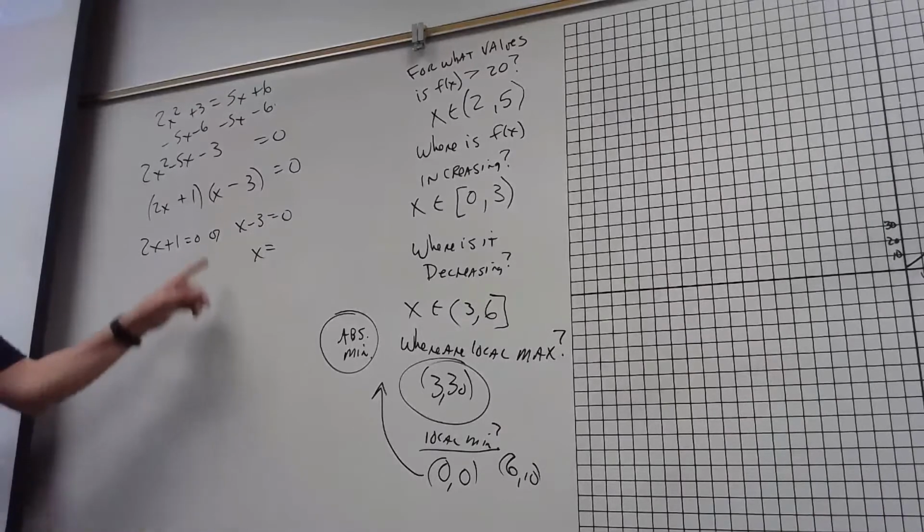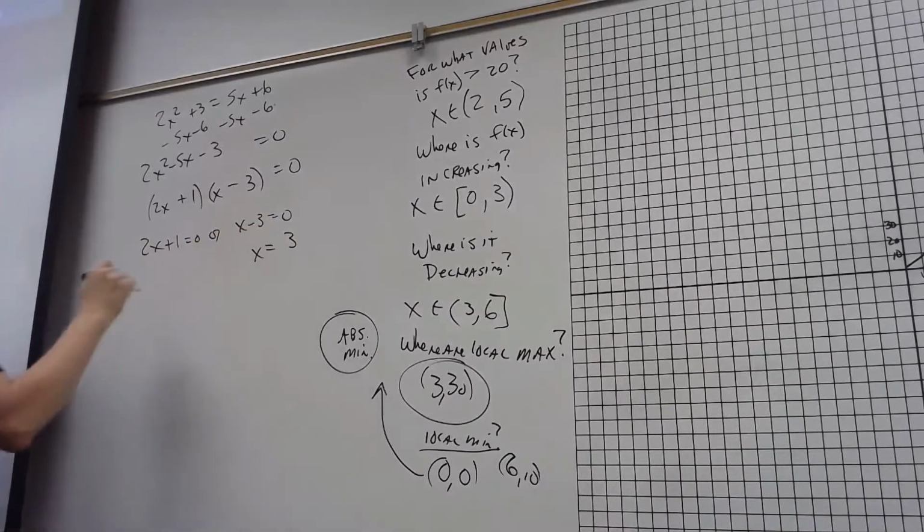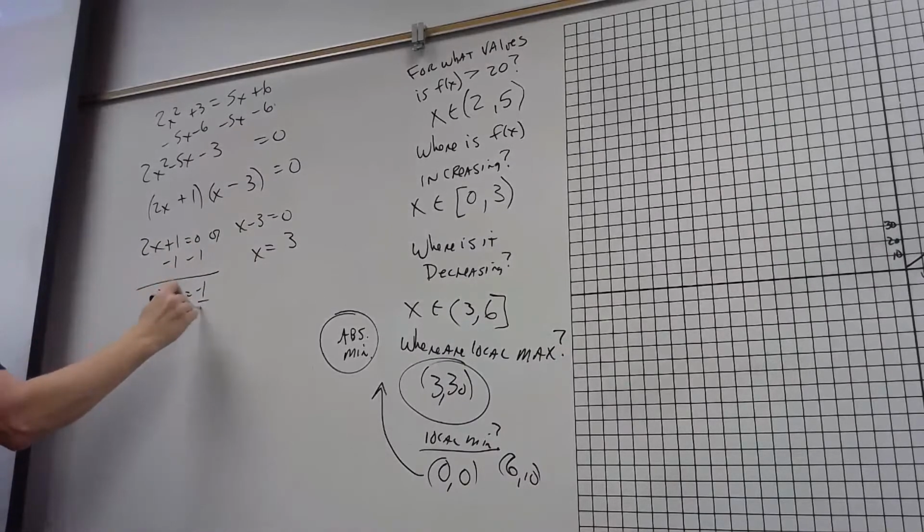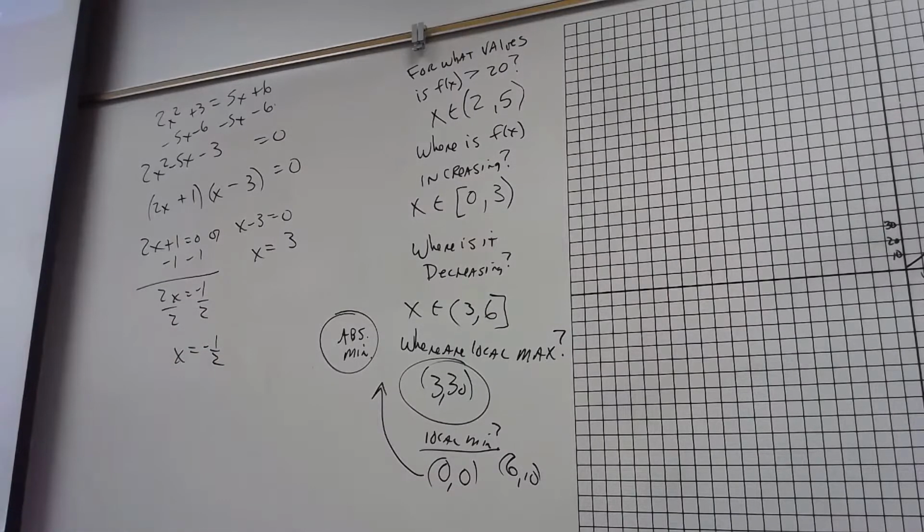Oh, yeah, so one of them would be 3. So x equals 3, subtract 1, 2x equals minus 1, x equals negative 1/2. Okay? So that's one way to solve this. And I would say that's my preferred method, and if you have to choose, that's the method you should choose to learn.